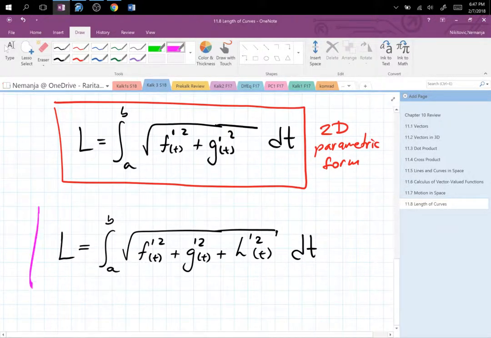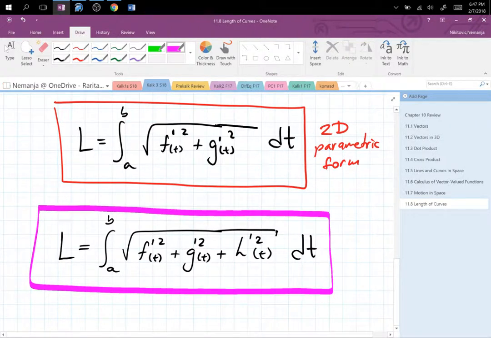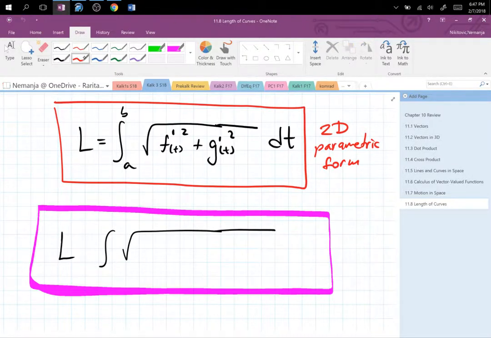And I'm going to put that in this thick box because that's the 3D one. We want the Calc 3, right? Everything is gone again.